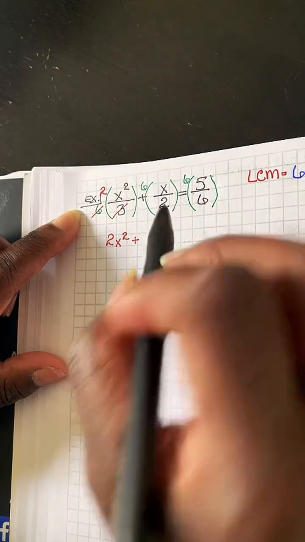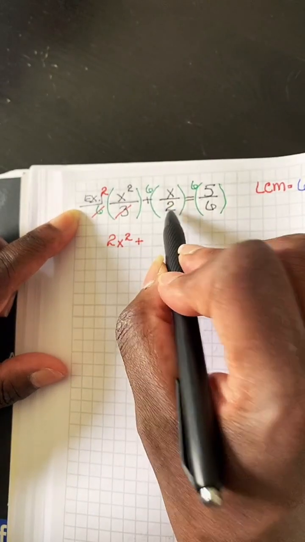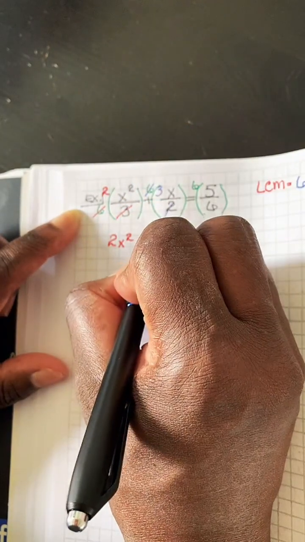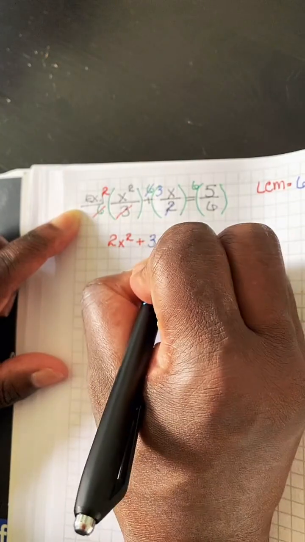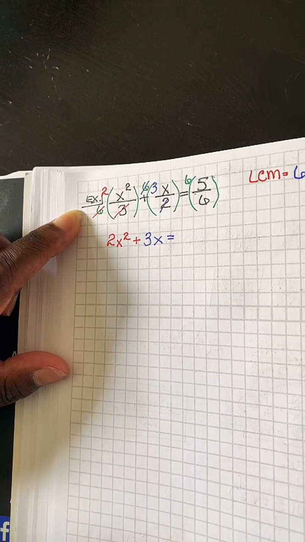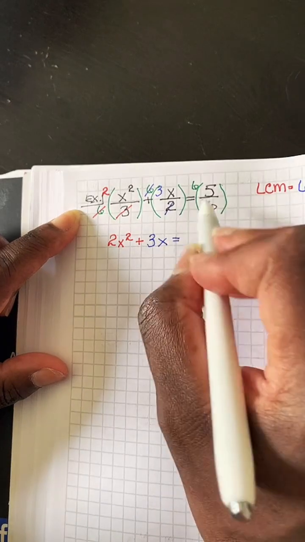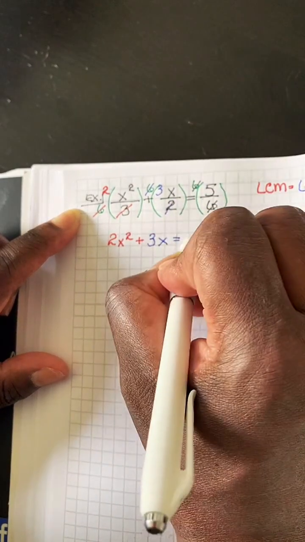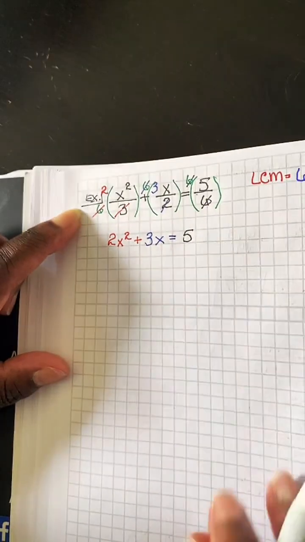So now we're going to divide the 6 and this 2. That gives us 3, so this gives us 3x. Bring down the equals. Now we're going to do 6 divided by 6. That gives me 1, and that leaves me with 5.